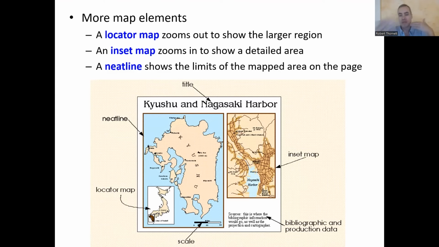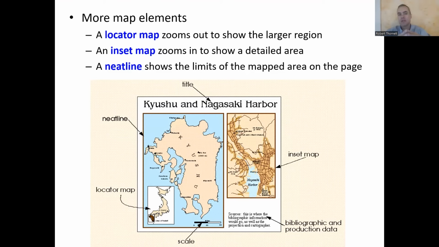It zooms out. The opposite of that would be to zoom in, which is an inset map. So there's Nagasaki Harbor right there on the right. They've zoomed in to one part of Japan in detail. Okay, so all of Japan, we're zooming in to get one part in detail. That's an inset map.